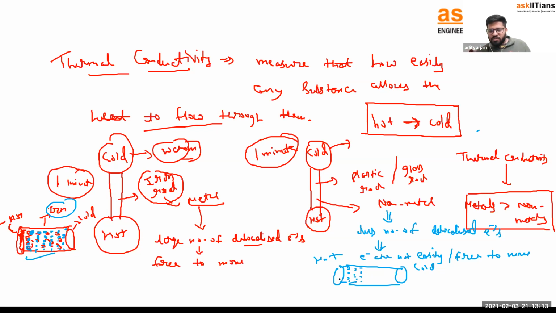Instead, in non-metals, what happens? There is something called phonons. PHONONs. Phonons are a kind of wave. So in case of non-metals, energy is transferred with the help of phonons, or you can say waves. So the transfer by waves is at a lesser rate in comparison to the electrons. Electrons or delocalized electrons transfer the heat more readily in comparison to the phonons. So that's why metals have a higher thermal conductivity in comparison to the non-metals.